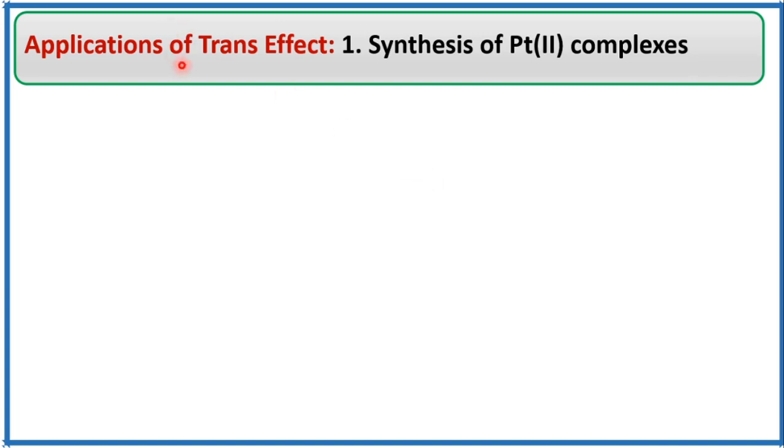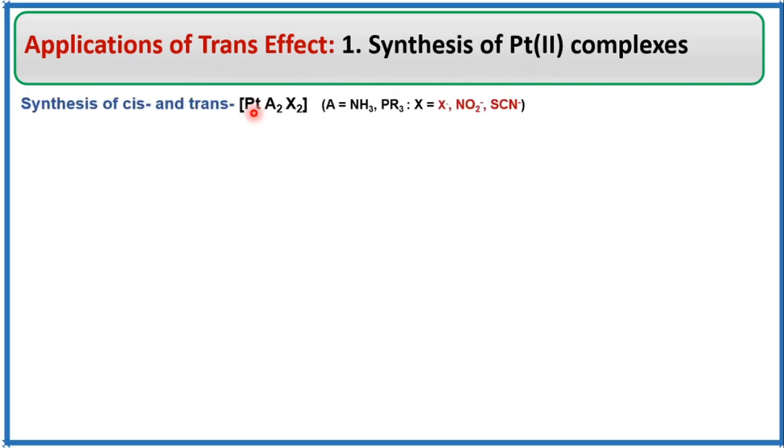Now we will go to the applications. Now we will discuss the applications of trans effect. The first application is the synthesis of platinum(II) complexes. Here we will synthesize cis and trans complexes of the PtA2X2 type. Here Pt is the central metal platinum, and A is one type of ligand. A may be ammonia or PR3, which means trialkyl phosphine. And X is halo, nitro, or thiocyanate. So these are the two types of ligands.